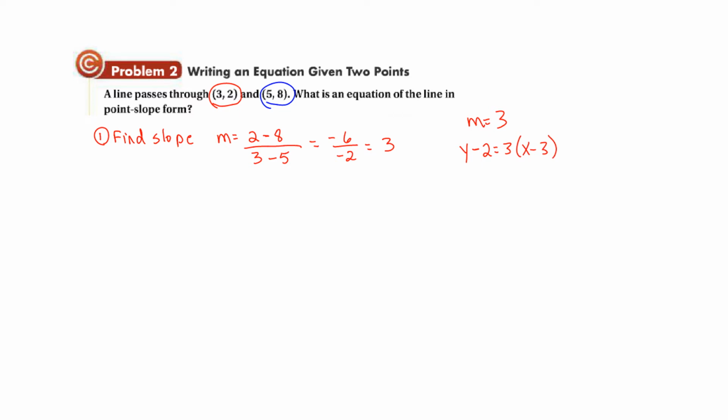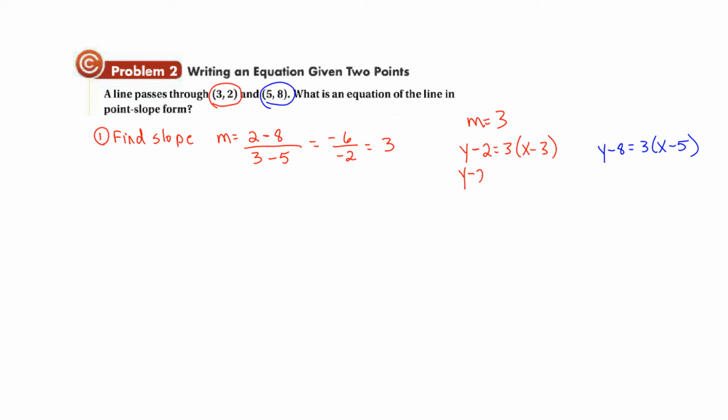If I use the other point, I'm going to say y minus 8 equals 3 times x minus 5. And I'm sure you're saying, well, those are 2 different things. They may look different, but if we solved both of those out to slope-intercept form, if we solved them for y, we'd see that they were exactly the same. So let's do that real quick.